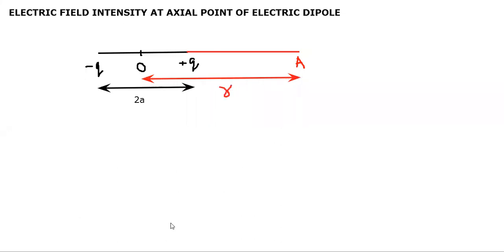Now see what would be the distance from plus Q to point A. The distance would be R minus A. And similarly, the distance from minus Q to point A would be equal to R plus A.